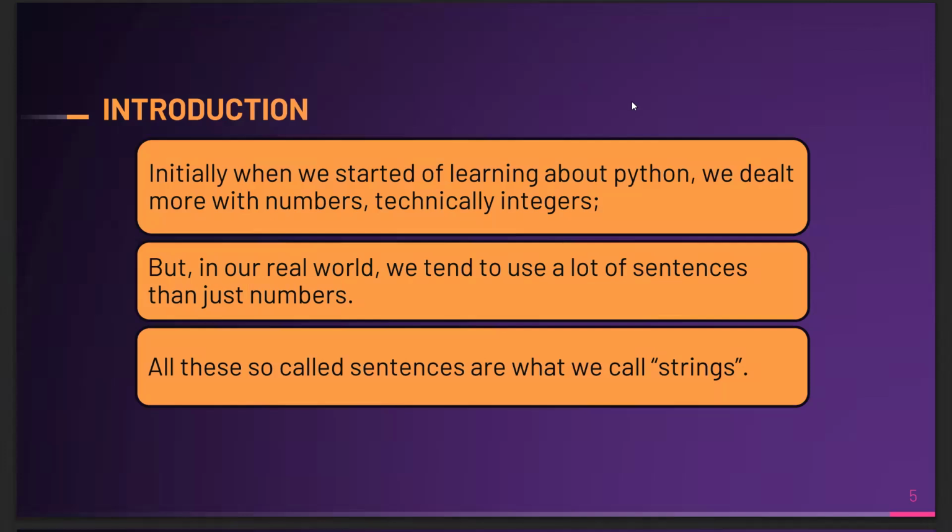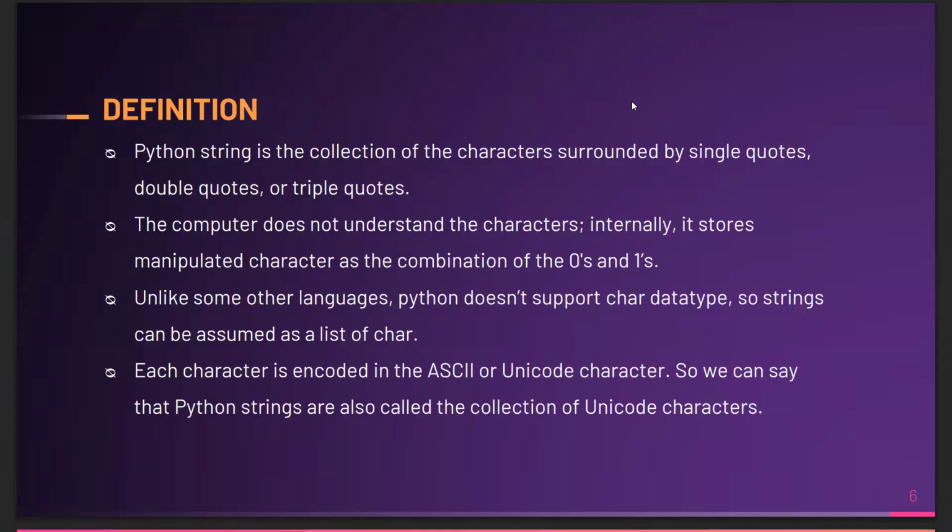So we have seen the introduction part. Now let us move into the topic and see what a string is. A string is a collection of characters surrounded by single quotes, double quotes, or triple quotes. What are characters? The alphabets that we have. If you do the collection of those characters, combinedly we call it a string.